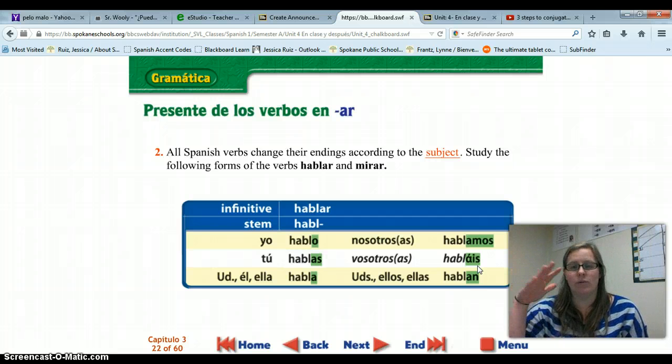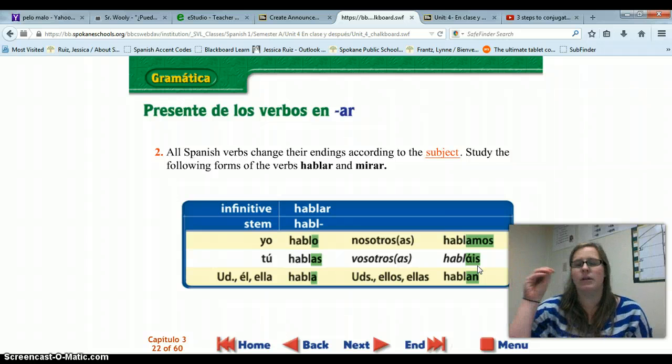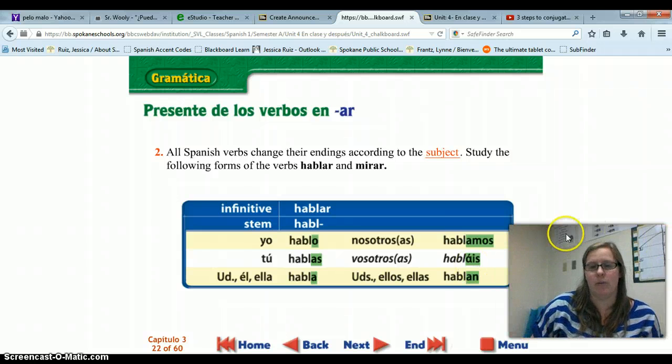So when we're looking at these, what we're going to do is we're going to use those endings for every AR verb. And the only thing we have to worry about is who is performing the action. Who is our subject? Okay? I'll give you some examples here in a second. Let's see what this looks like with mirar. The next slide.